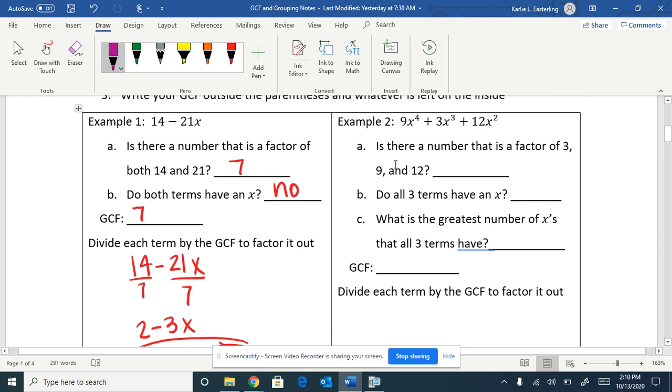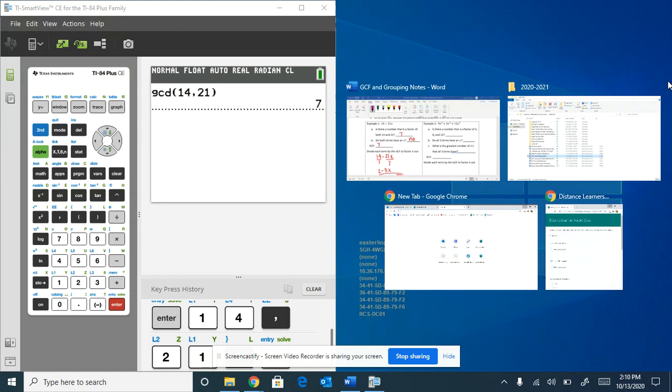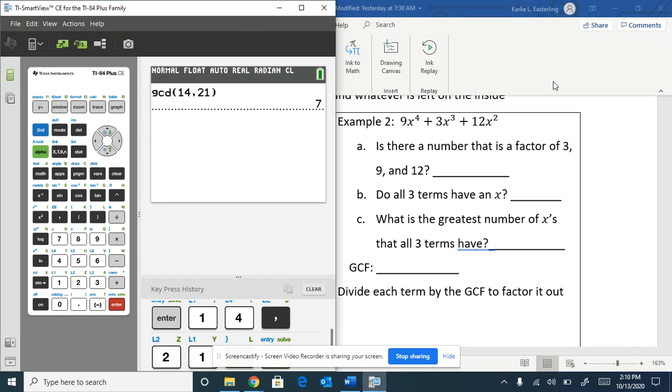So if we're looking at number 2, is there a number that's a factor of 3, 9, and 12? You can do the math in your head and hopefully figure out what the factor is. But I am going to show you on the calculator how you would do a problem like this if there were 3 terms in it.